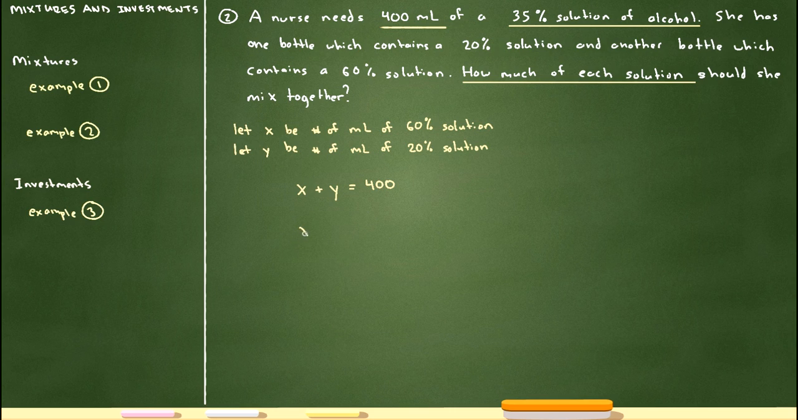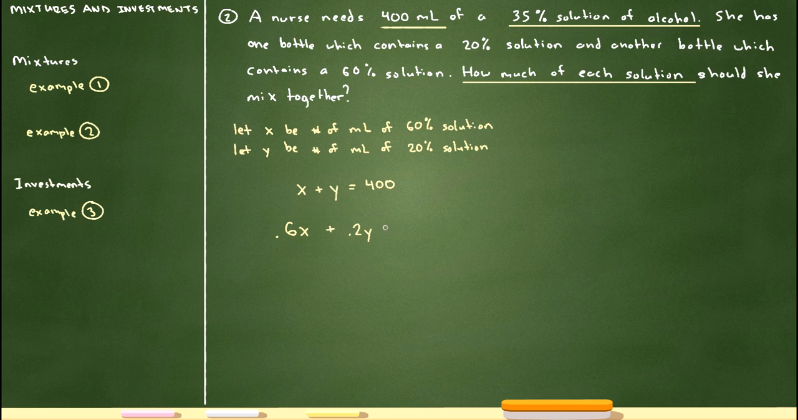Now we have x milliliters from the 60% solution, right? So could you tell me, if you take x milliliters from that, how much is going to be alcohol? Well, 60% of that. So 60% of x is the amount of alcohol from the first solution. And what about the second solution? I'm going to take y milliliters, and how much of that will be alcohol? Well, 20%. So this is an amount of alcohol, and this is alcohol here.